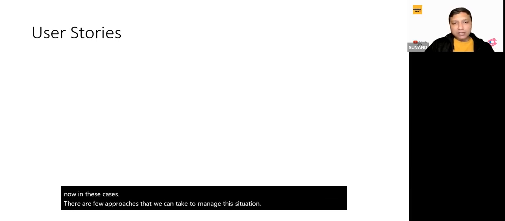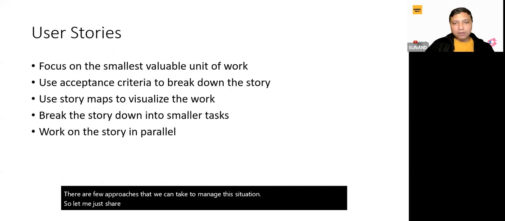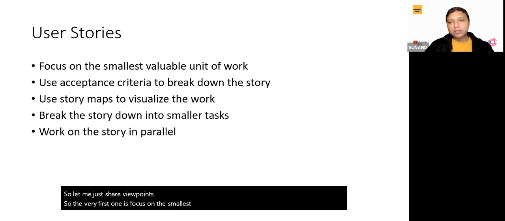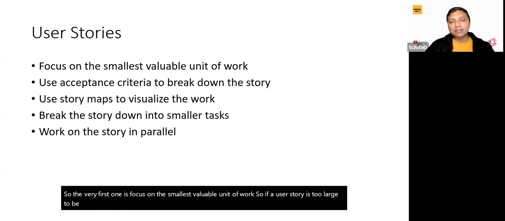So let me just share a few points. Okay, the very first one is to focus on the smallest valuable unit of work. If a user story is too large to be split, try to identify the smallest unit of value that can be delivered to the end user. Now, this could be a single feature or function, or it could be a more comprehensive piece of functionality that provides value to the user.